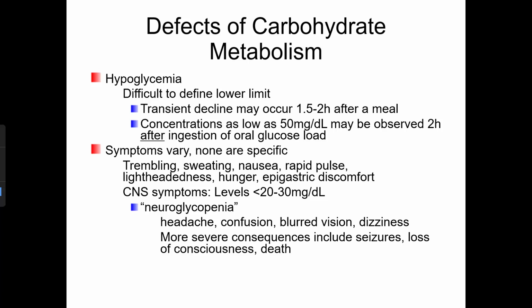Central nervous system symptoms typically don't start unless the levels are less than 20 to 30 mg per deciliter. Neuroglycopenia means that there's not enough glucose and it's impacting the neurological system. Headache, confusion, blurred vision, dizziness, and more severe consequences include seizures, loss of consciousness, and even death.